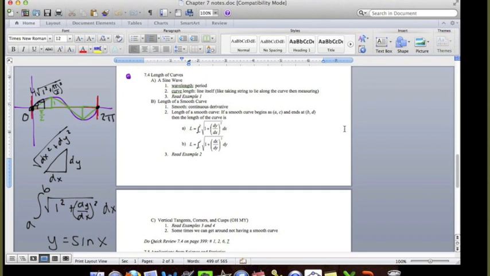So for this example, for sine of x, we would need to know dy/dx, or the derivative. The derivative of sine is cosine. So then our formula for length is going to be the integral from 0 to 2 pi of the square root of 1, the derivative of x is just 1, plus the derivative of our curve squared, dx.